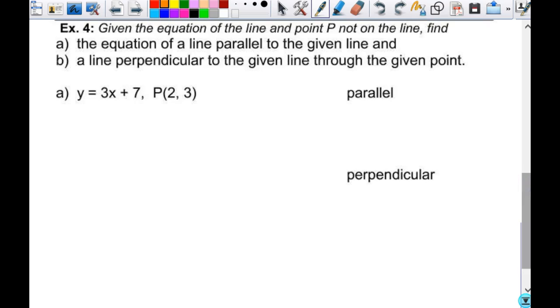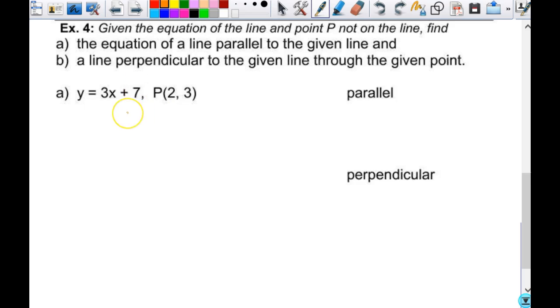Now, this says, given the equation of the line and point P not on the line, find the equation of a line parallel to the given line and a line perpendicular to the given line through the given point. Okay, so I've got an equation of a line. I need to write two more equations. One line that's parallel to this one, one line that's perpendicular to this one, but they have to go through this point right there, because I have to have a point to know how to write my equation, right?